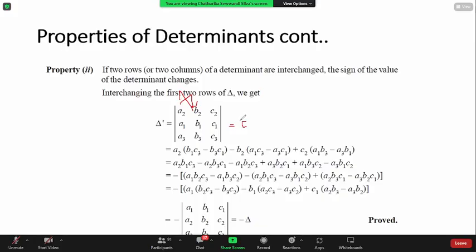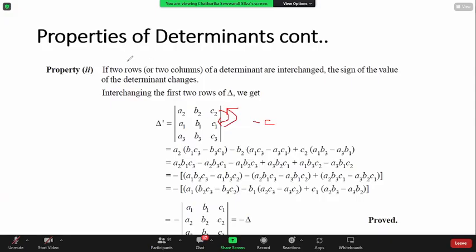So this is valid for rows also. If we interchange two rows, so the first row comes in place of the second row, and the second row comes in place of the first row. I have changed the places of two rows. So then after doing the interchange, if I calculate the determinant, again my answer is minus C.